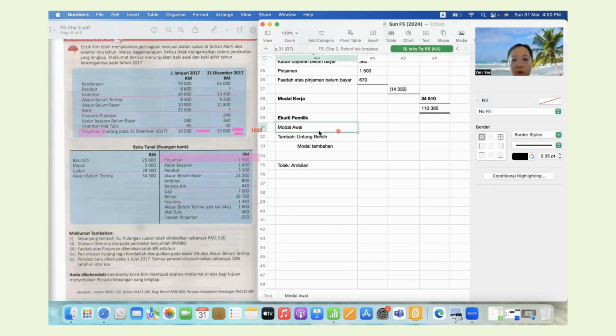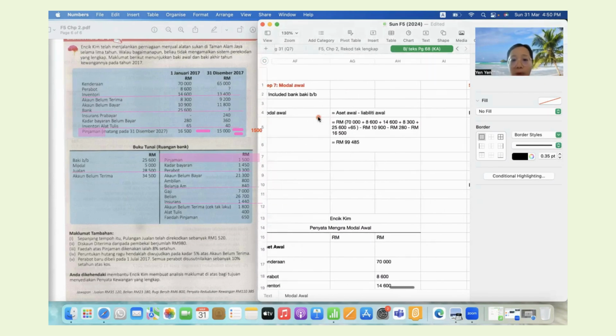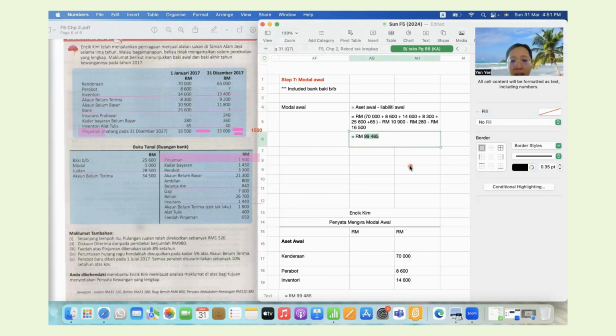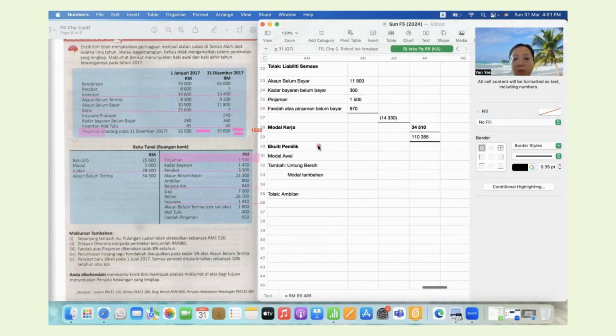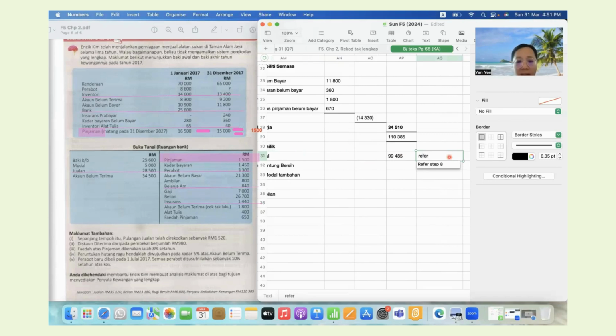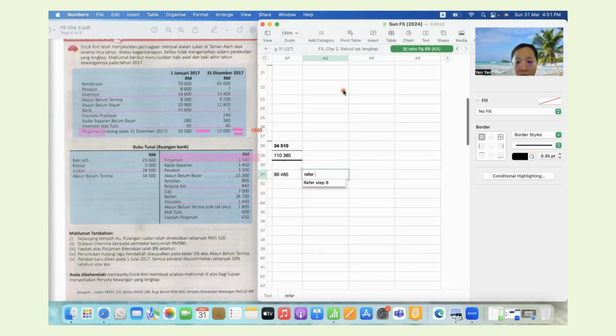Okay, now let's check modal awal. So, where is modal awal? Can you find the modal awal? Got or not? No modal awal, am I right? Okay, so this is the purpose. Last week, teacher taught you why we want to do modal awal ourselves. Understand? So let's say you didn't memorize the steps properly, and you forgot how to do the modal awal. So you refer to your step 7, modal awal.